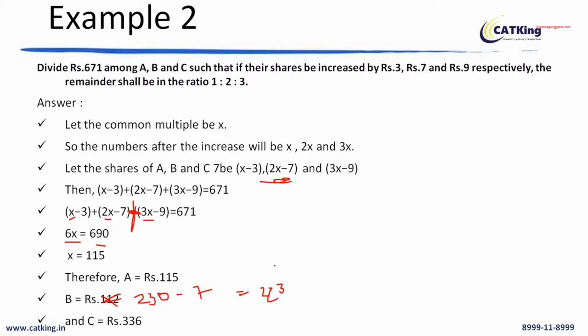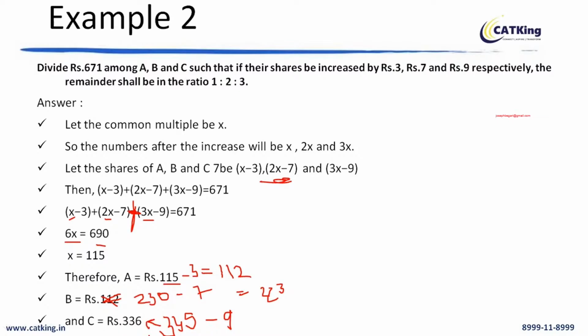Correct. Now same, x is what? x is 115. The value of A is basically x minus 3, so that is 115 minus 3, which will give you 112. What is C? C is basically 3x, so 3 into 115, which is 345. 345 minus 9, correct? Minus 9 because 9 was originally added, which will give you 336.